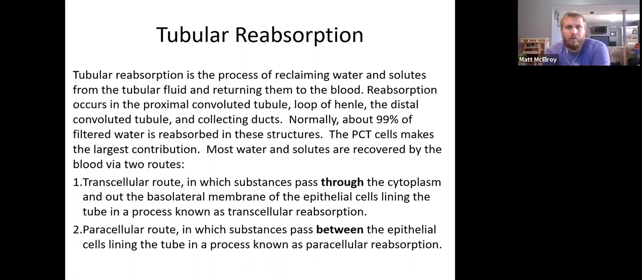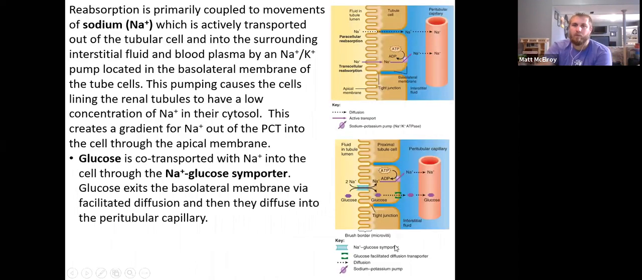Now, most of our water and solutes are recovered by our blood via two routes, what we call a transcellular route and a paracellular route. Trans is a prefix that always means across or through. So this is where substances pass through the cytoplasm and out the basolateral membrane of the epithelial cells that line the tube. We call this transcellular reabsorption. Paracellular is where the substances pass between the cells that line the tube. We call this process paracellular reabsorption.